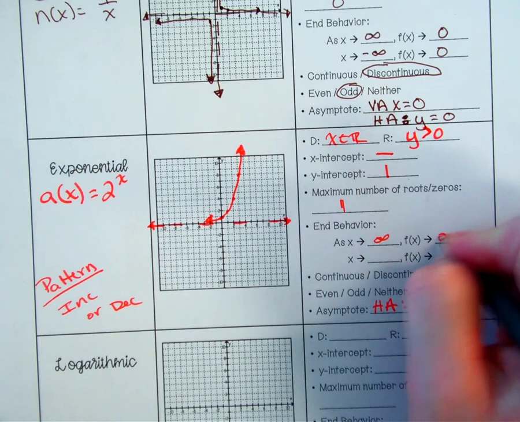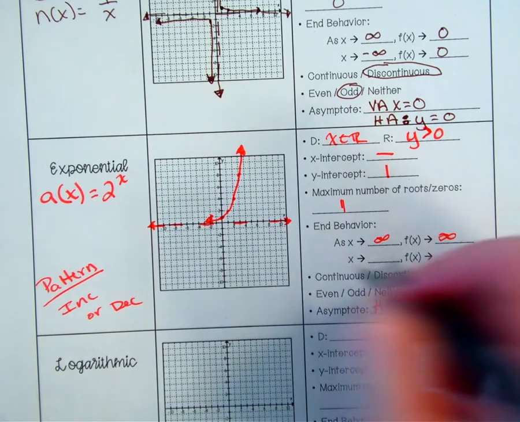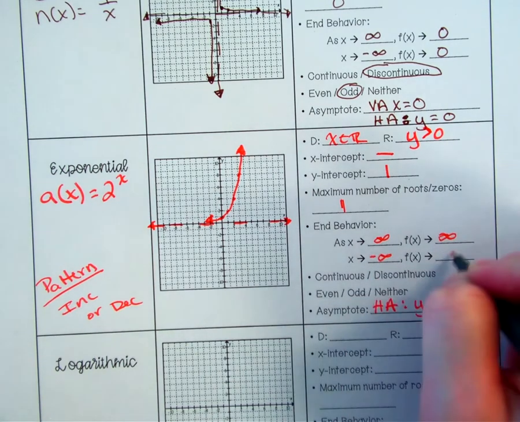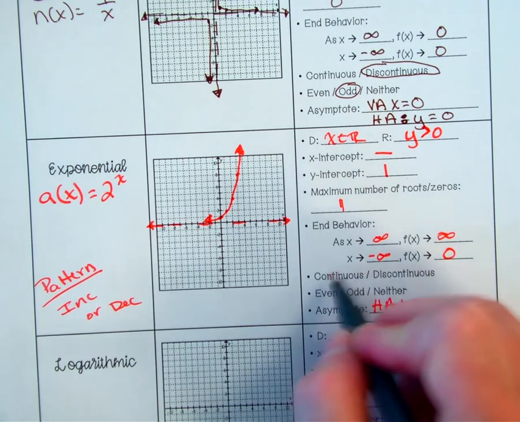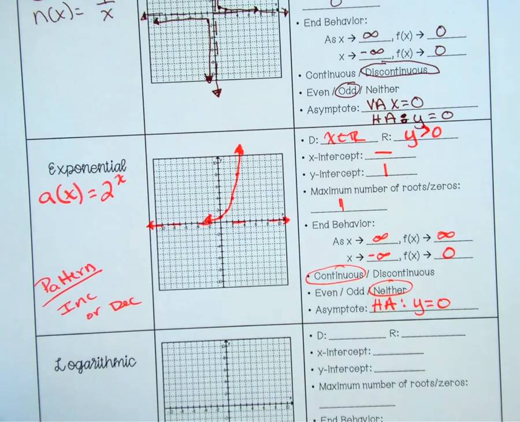So, I mean, any member of the function family could have one x-intercept. End behaviors, right side's going up to infinity. Left side is approaching 0 because that's where our asymptote is. Remember, it always approaches the asymptote. This is continuous, and this is a neither function. This is neither even nor odd.